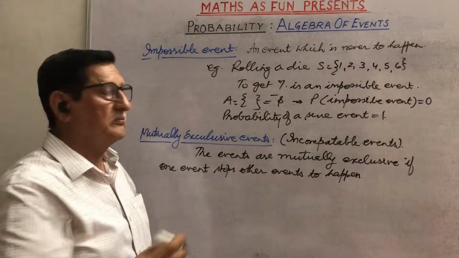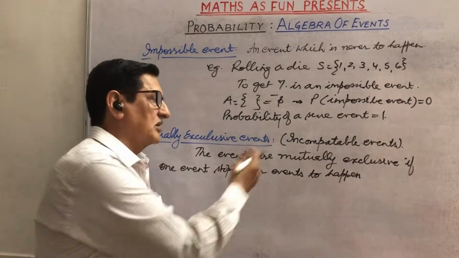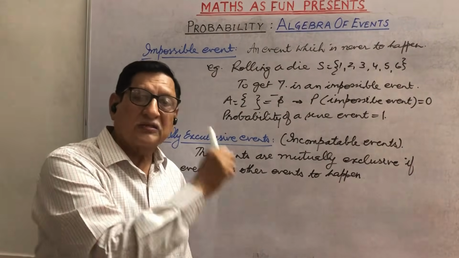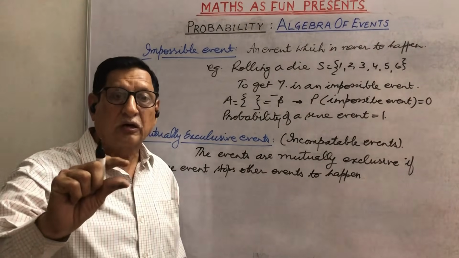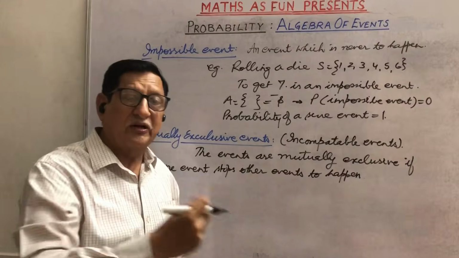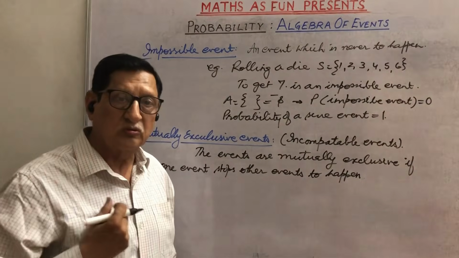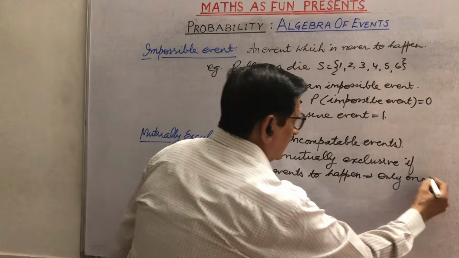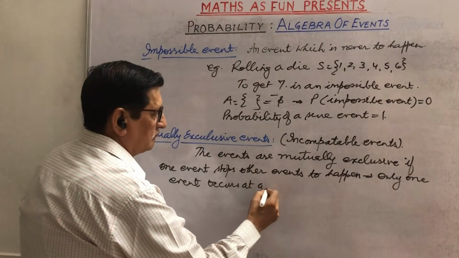Now let's learn about some types of events, like mutually exclusive events, or we say incompatible events. What are such events? In case we have some events of an experiment and we find that one event occurs and it stops other events from happening. It means only one event can happen at a time. Then such events are known as mutually exclusive events. So we can say that only one event occurs at a time.